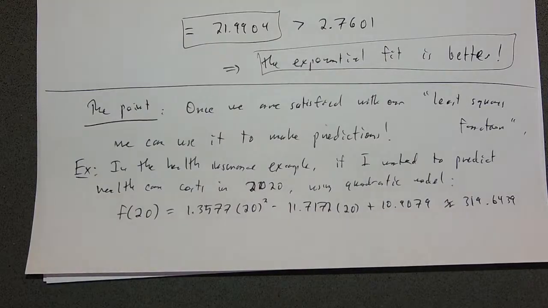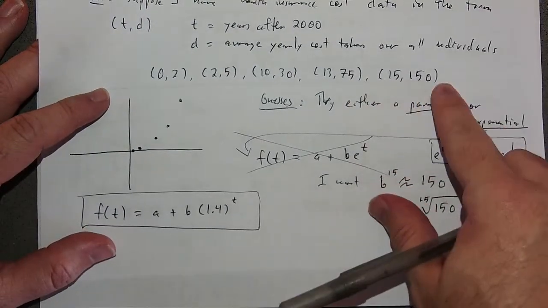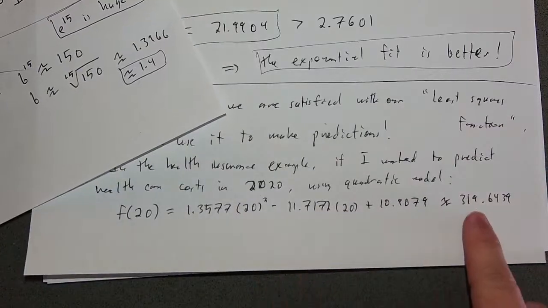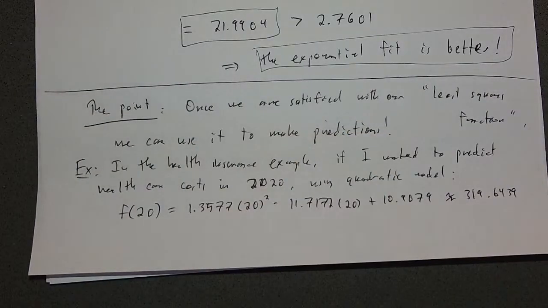So this would be my prediction based on that. In another 5 years, my value, according to this quadratic model, would be 319 instead of 150. So quite the growth in 5 years.